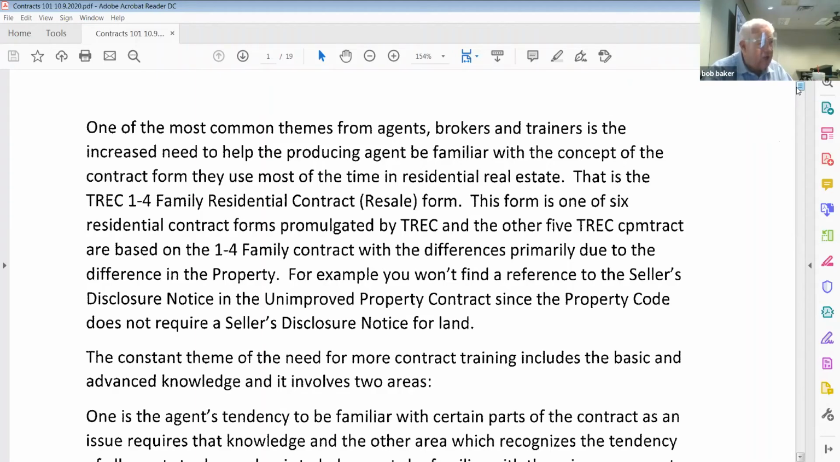That's the most complex of all the TREC contracts. It's the most detailed. It's got many areas in it that are very unique to just farms and ranches. And so while it still has 24 paragraphs and a lot of the same concepts, has a seller's disclosure and all those things, it's got a lot of other notices and things in it, particularly in paragraph 6, that are unique to farms and ranches.